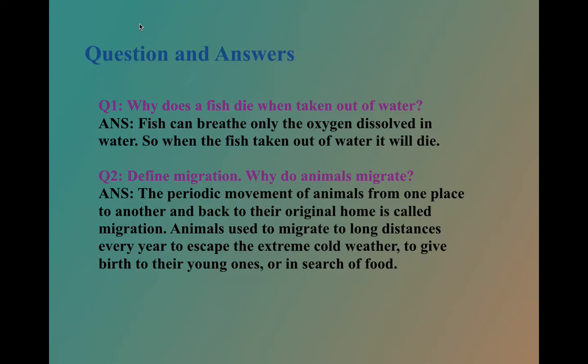The second question, define migration. Why do animals migrate? The answer is, the periodic movement of animals from one place to another and back to their original home is called migration. Animals migrate long distances every year to escape the extreme cold weather, to give birth to their young ones, or in search of food.